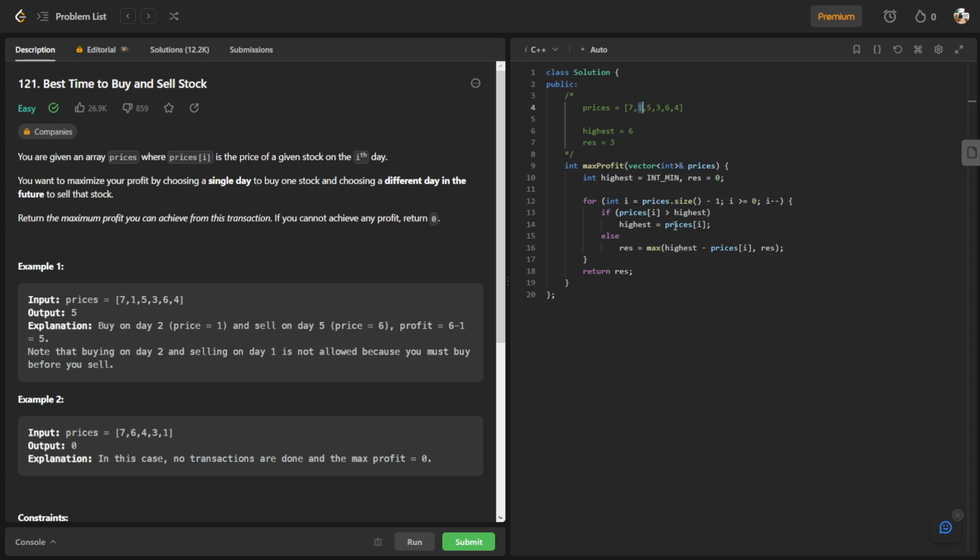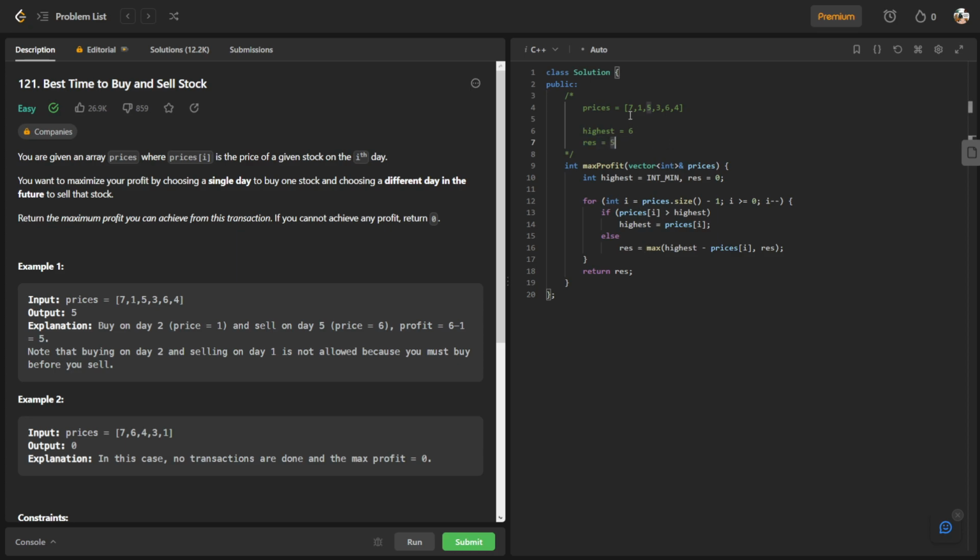Same thing, it's not higher than the current highest we have, so we calculate the profit we can make from this. In this case, it will be 6 minus 1, which is 5, compared against 3, and since 5 is the higher profit, our result will be changed to 5.